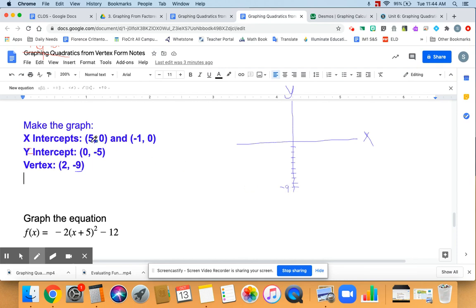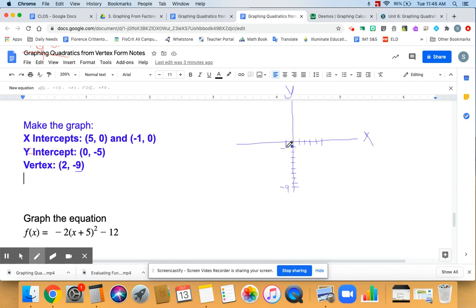For my x's, I have to go at least forward to 5, -1, 0, 2. So at least 5 in the positive direction. 1, 2, 3, 4, 5. And then at least -1 in the negative direction because of this one.